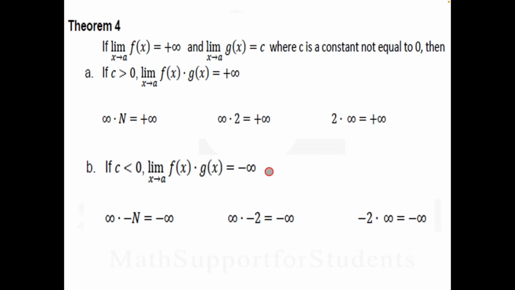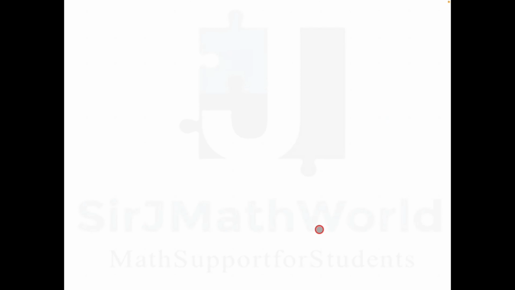Para lang siyang integers. Kung mag-multiply ka ng positive to the negative, it is still negative. Example, we have here, if your c is less than 0, so positive times negative is negative. So, infinity times negative is still negative. Negative times infinity is still negative.